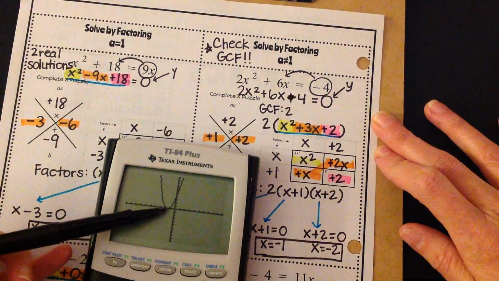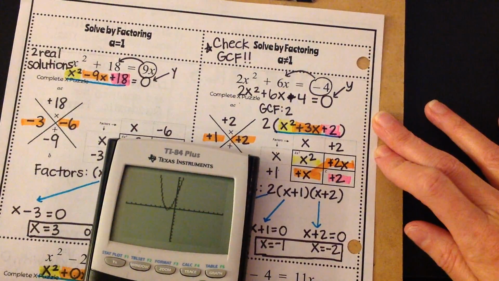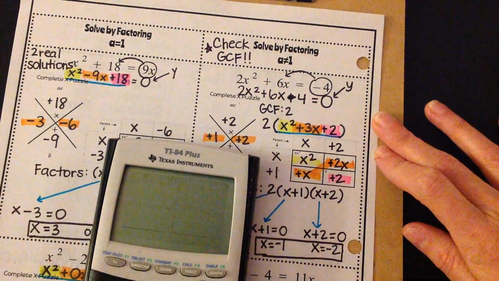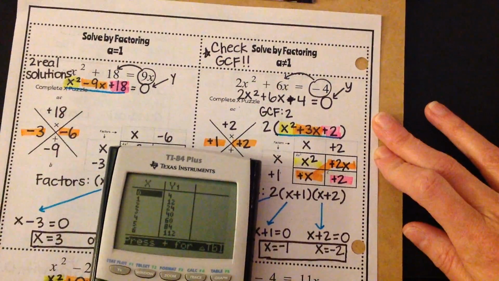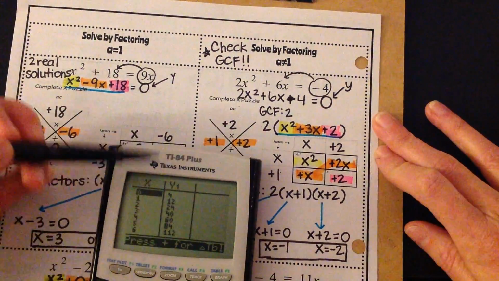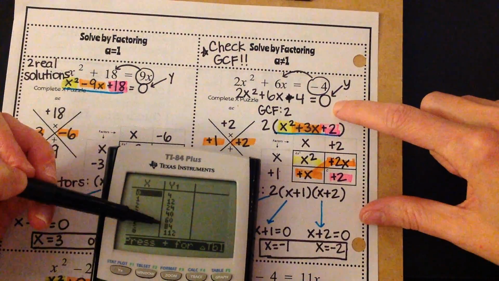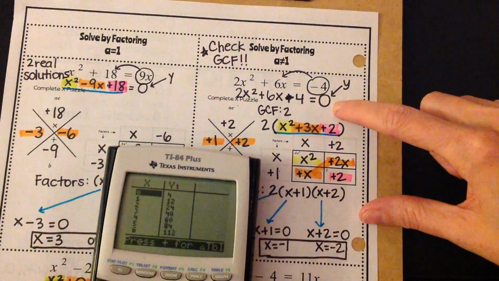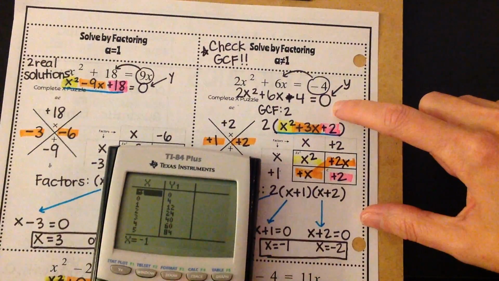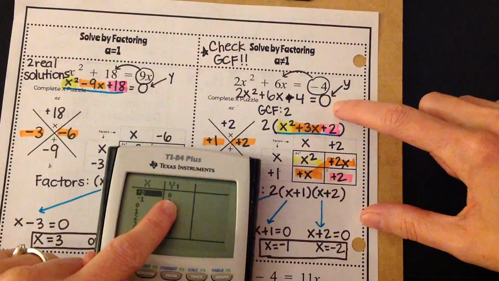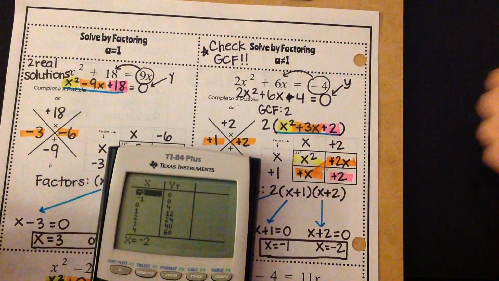Now it's hard to see what the exact crossing points are for the x-intercepts, so I'm going to go to my table because I can also look for my x-intercepts, my solutions, my roots, my zeros in the table. And remember, you're looking for a y value of 0 in your table. And since x is a -1, let's go up to where x is -1. Is y 0? Yes. When x is -2, is y 0? Yes.